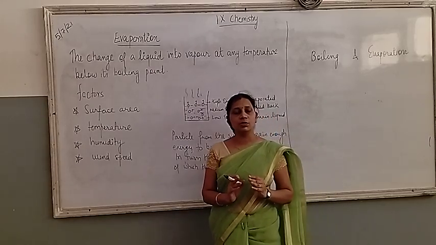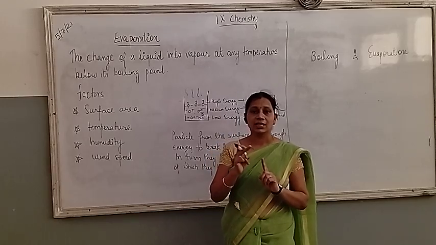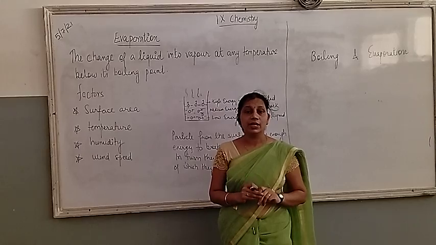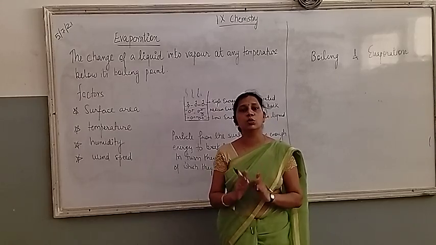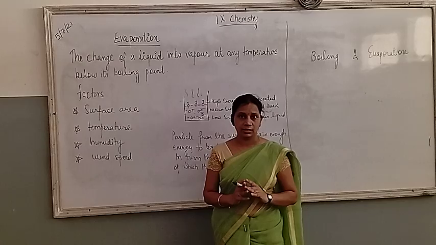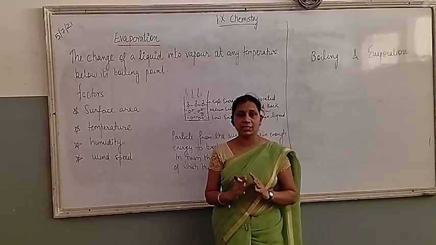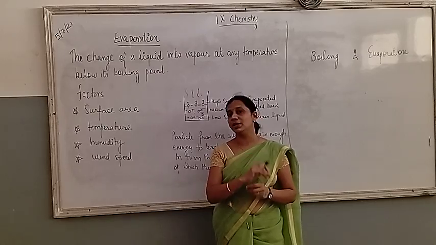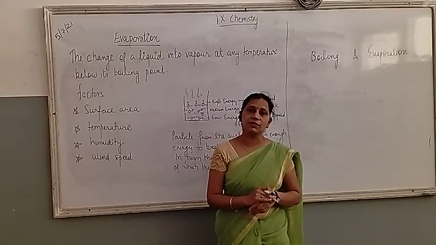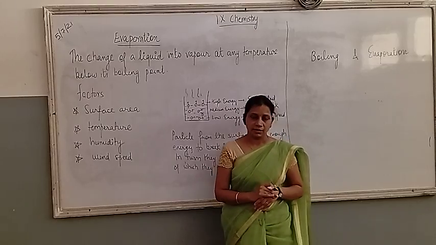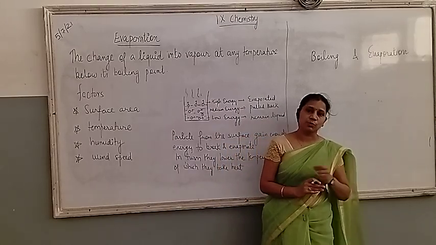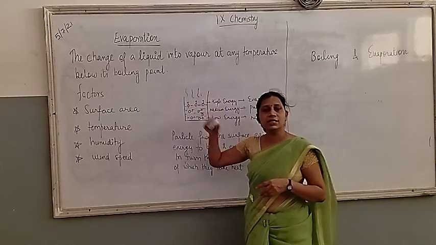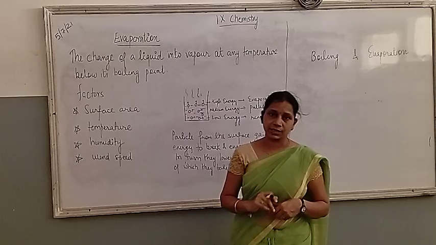Why is it called a surface phenomenon? Because particles start converting into vapors from the surface only. Whereas boiling, as I told you, is a bulk phenomenon. Bulk phenomenon means once the whole liquid attains a certain temperature, only then will boiling start. More about the difference between boiling and evaporation, we will see in the next few minutes. So, I hope you understand how particles on the surface are converting into vapors.